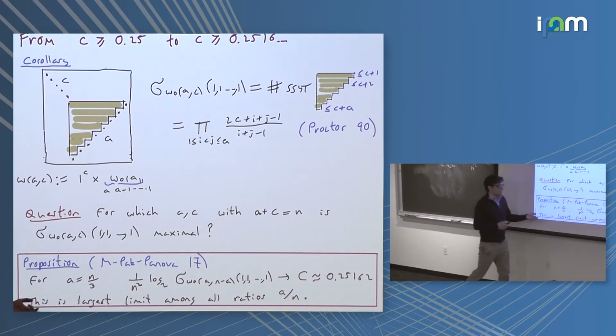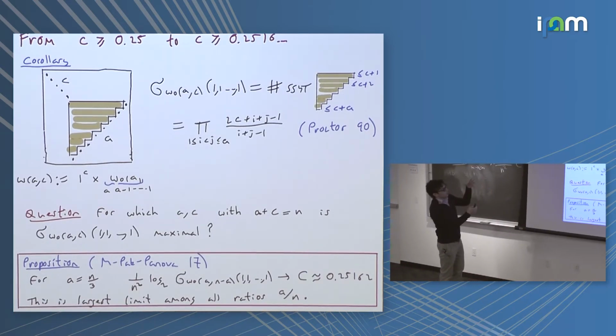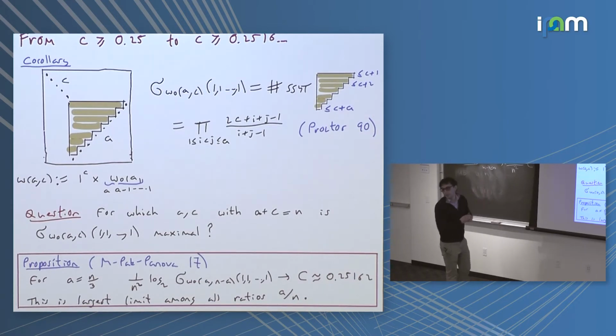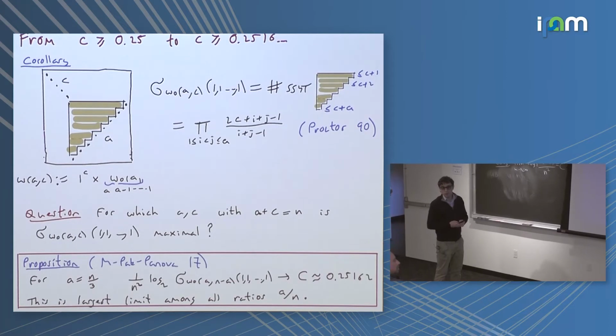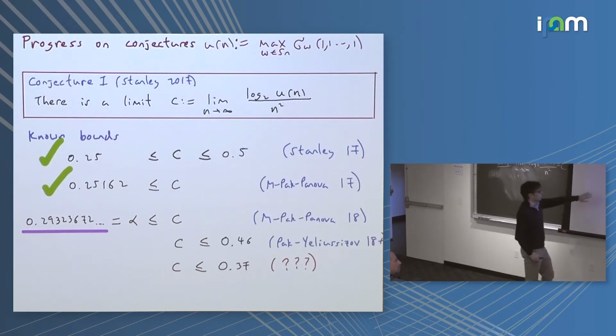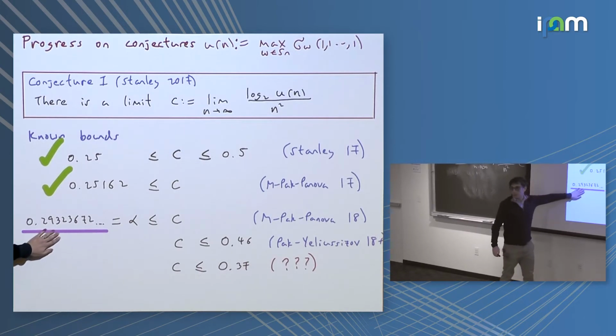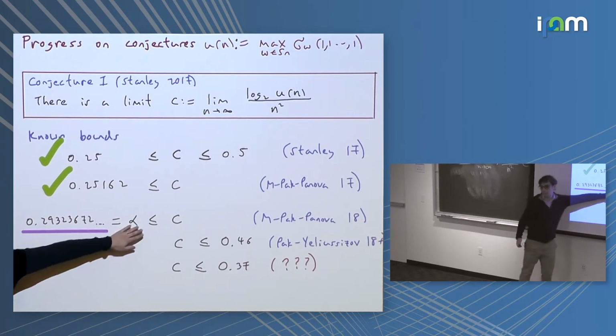And that's the largest limit among all ratios. Okay, so just by looking at this example, you can see they have large enough principal evaluations to improve the lower bound. Okay, so that's how this was obtained. But let's talk about the next one, which is what we conjecture the actual value to be.